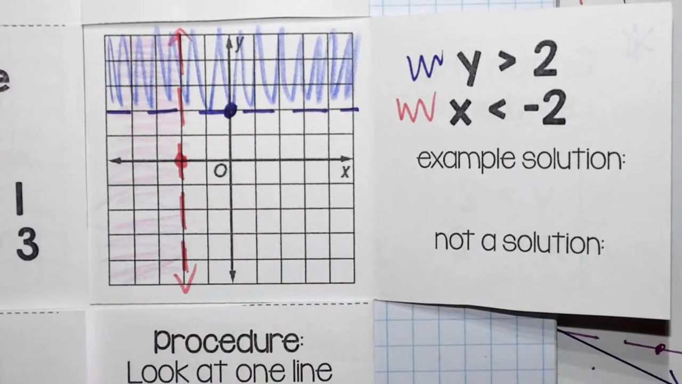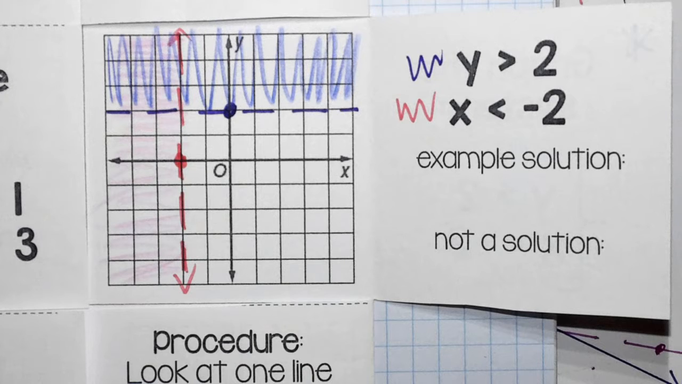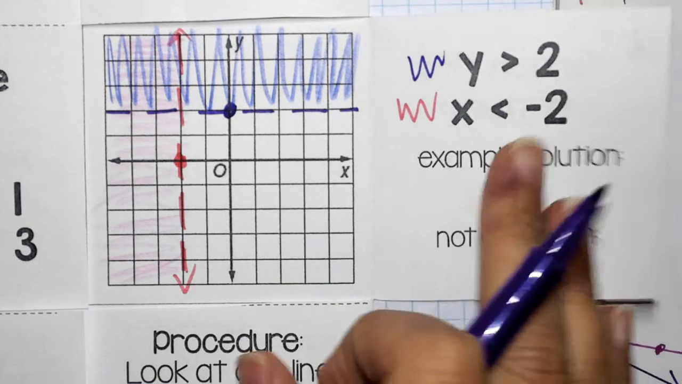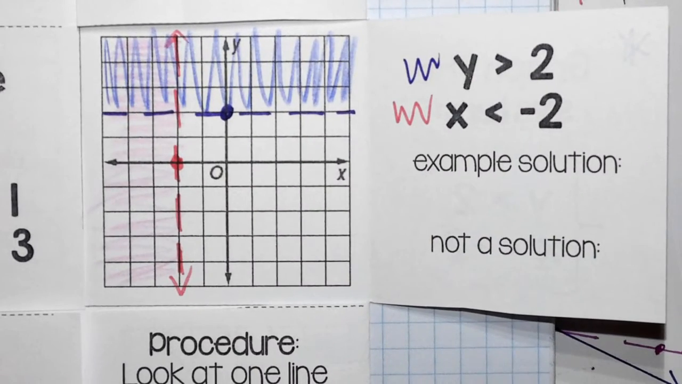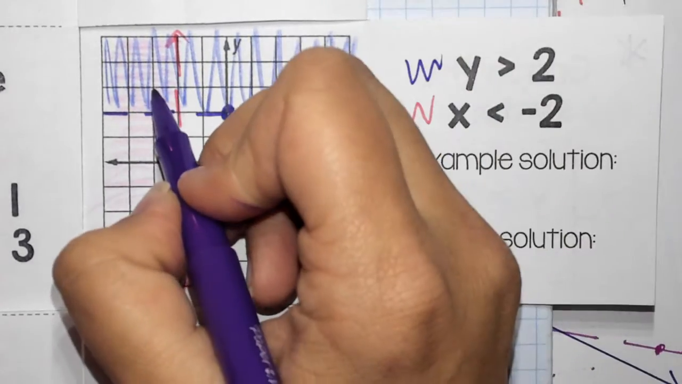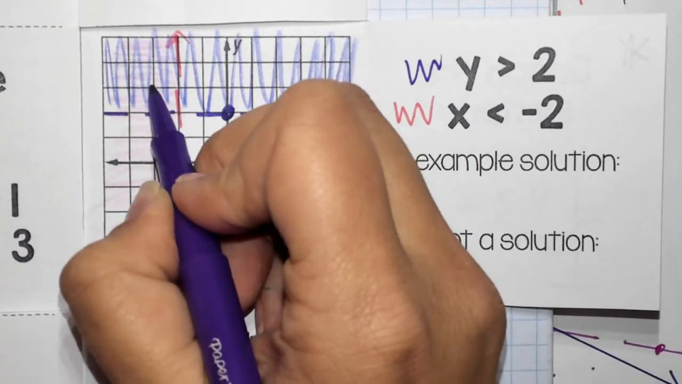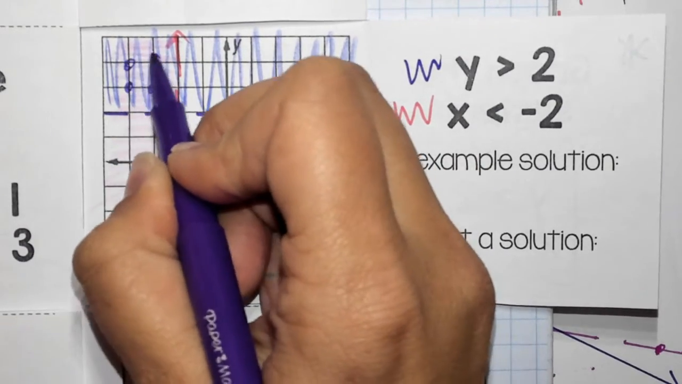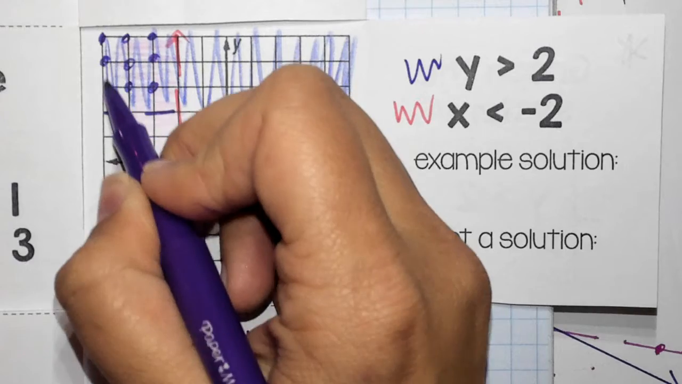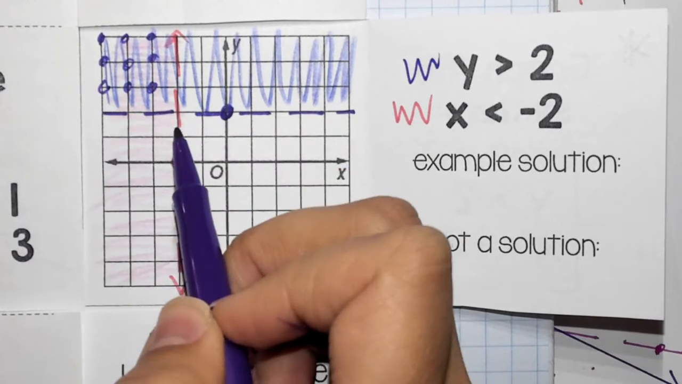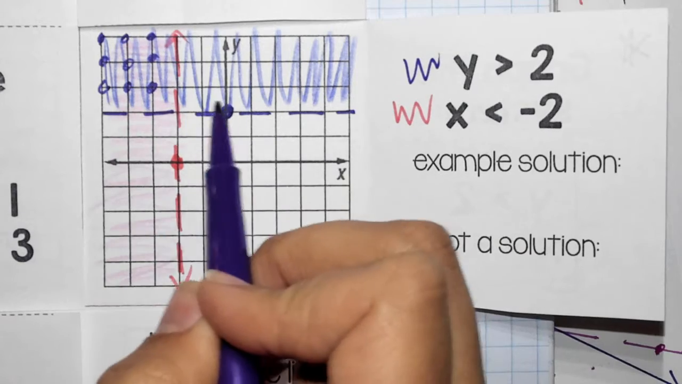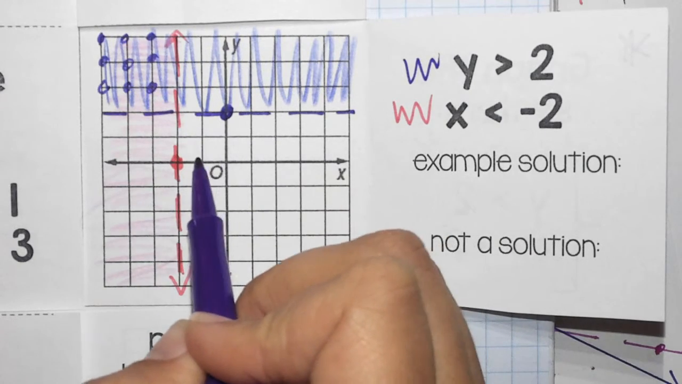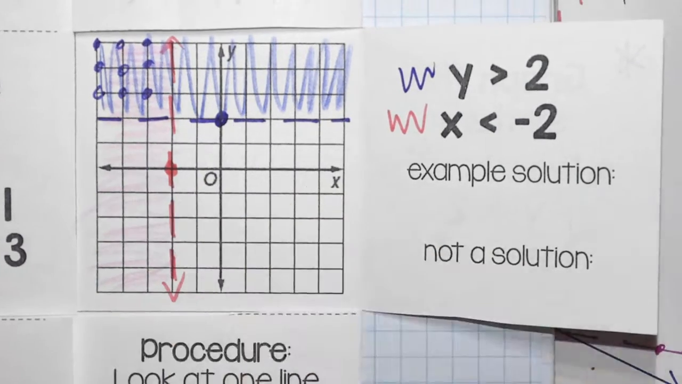All right, then we had to write an example solution and a not a solution. So an example solution would be where the colors overlap. So that could be here, here, here, here. But it cannot be on the dashed lines because it's greater than 2 and less than negative 2. So it's not here. So one example solution would be negative 1, 2, 3, up 3.